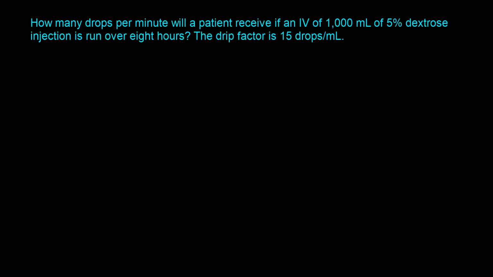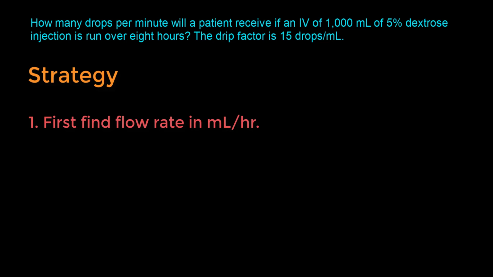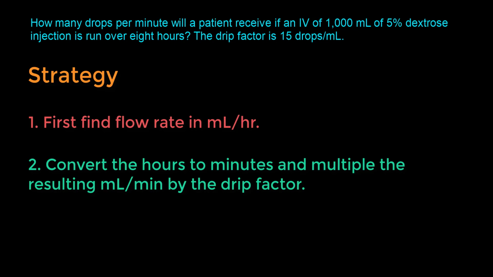This question says, how many drops per minute will a patient receive if an IV of 1,000 milliliters of 5% dextrose injection is run over 8 hours? The drip factor is 15 drops per milliliter. So here, the strategy would be to first find the flow rate in milliliters per hour, convert the hours to minutes, and multiply that result by the drip factor, also known as the calibration factor. So let's see how that works.